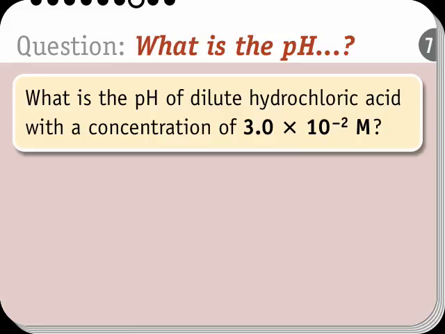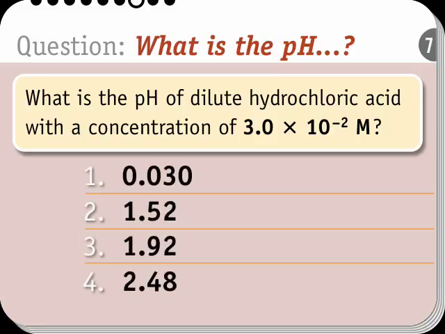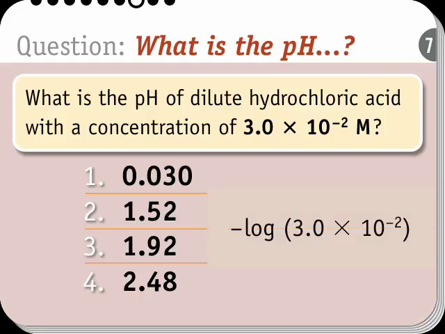What is the pH of a dilute hydrochloric acid solution with a concentration of 3.0 times 10 to the minus 2 moles per liter? Here we have four possible answers: number 1, 0.030; number 2, 1.52; number 3, 1.92; number 4, 2.48. Let's look at each of these four answers before we do the calculation. We're taking the negative log of 3.0 times 10 to the minus 2. So we know that the answer is going to be something less than 2.